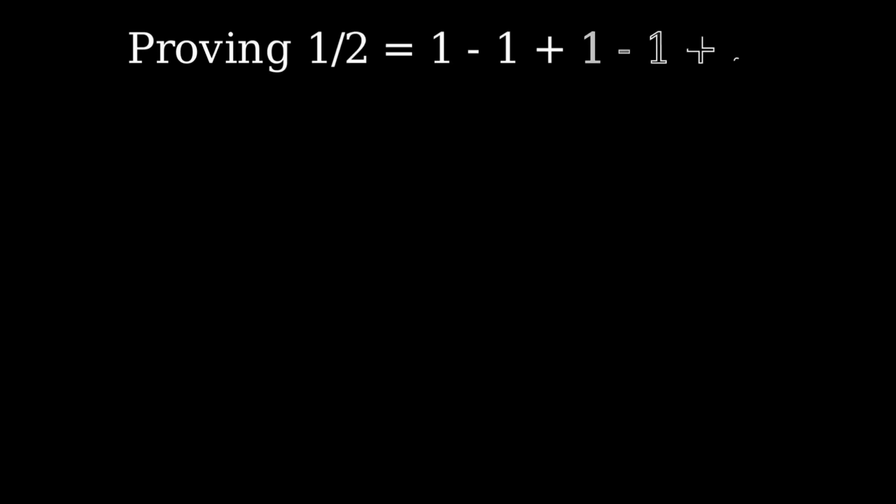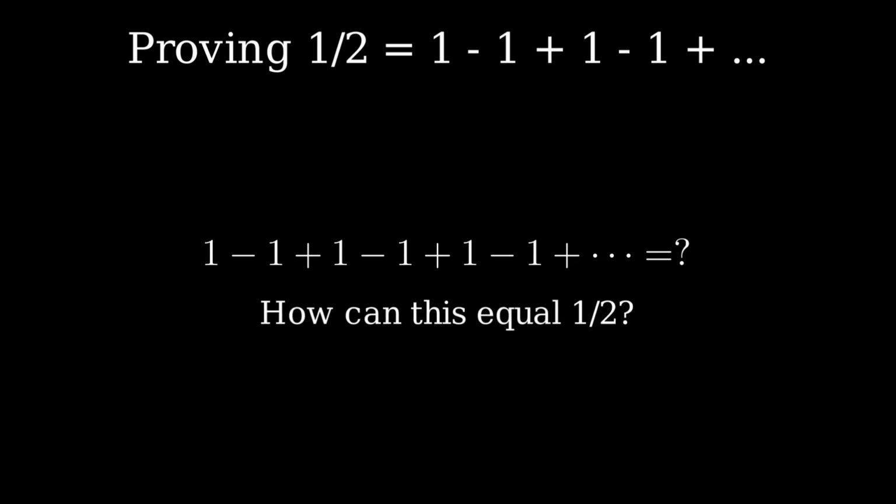Have you ever seen this bizarre equation before? 1 minus 1 plus 1 minus 1 plus 1 minus 1, continuing forever, equals 1 half. It looks impossible, right? How can an alternating sum of ones and negative ones magically equal 1 half?